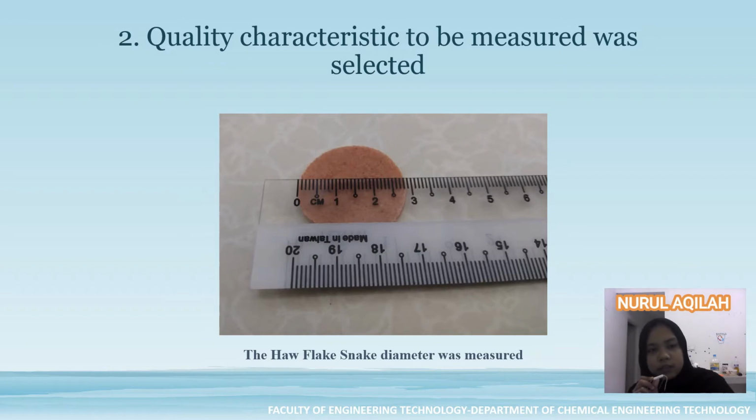Next step is the quality characteristic to be measured or selected. So for this product, the quality characteristic that we measured is the diameter of the Haw Flakes. The diameter was measured by using a ruler.